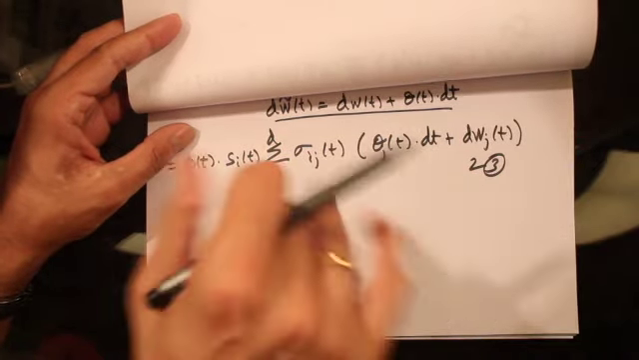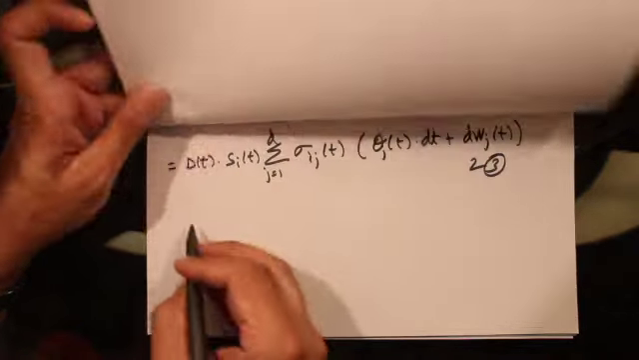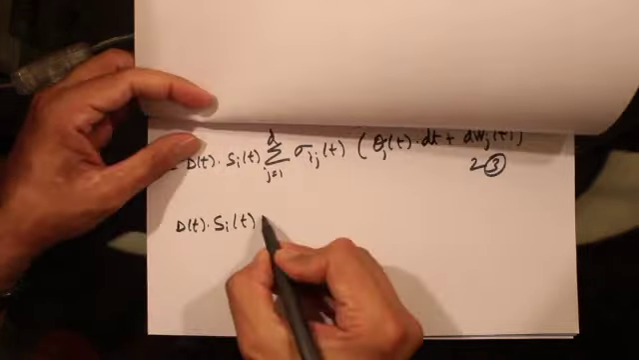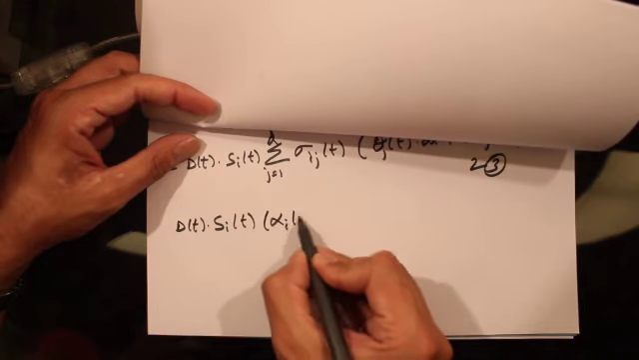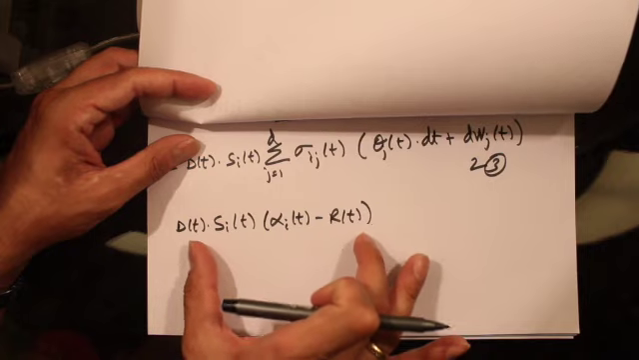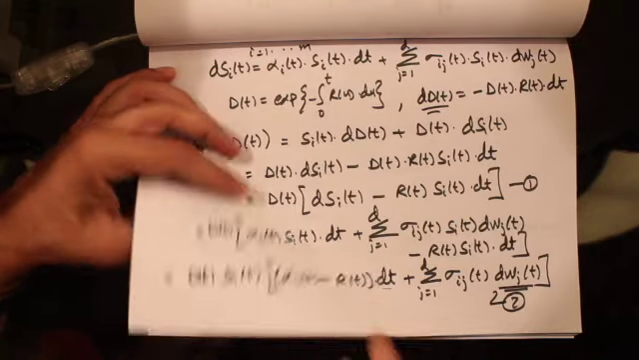We want to make sure that the dt terms agree. Here the dt term has dt S_i(t). Then what else is in the dt term? We have alpha_i(t) minus r(t). That is what we have on the dt side. This is multiplying dt.